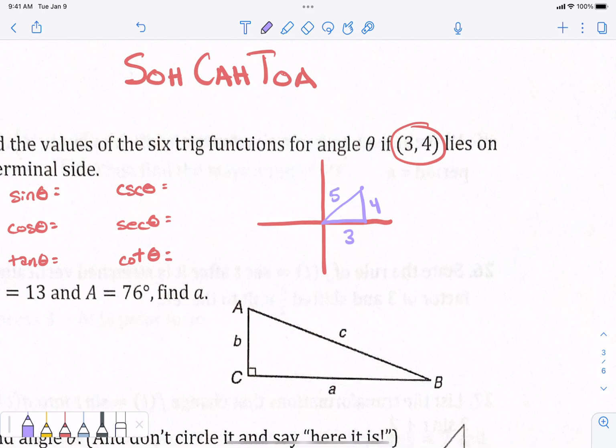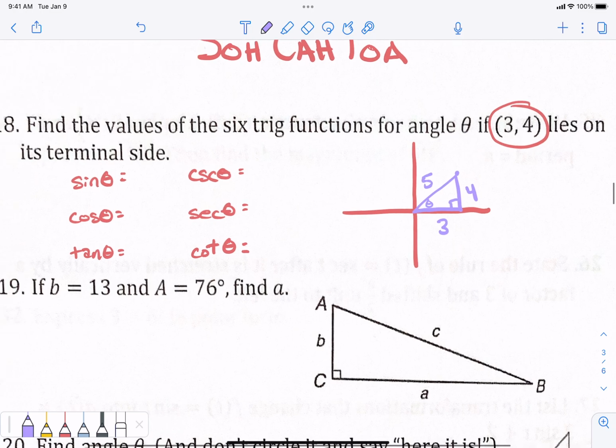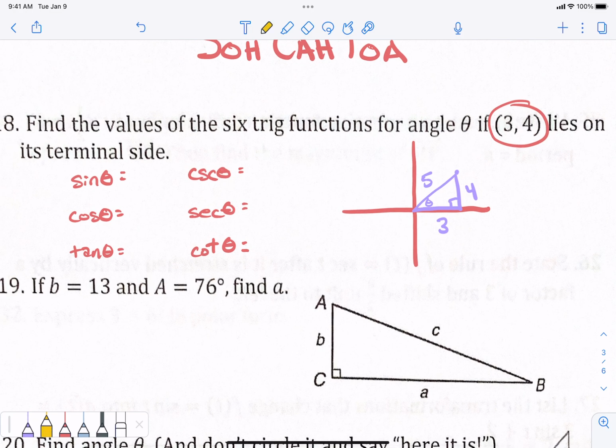It may not come out nicely, and if it doesn't, leave it as the square root of whatever. So if it's the square root of 27, leave it as the square root of 27. Okay. All right. So this is my triangle. Theta lives right here in the middle. If we want to label theta, which side is the opposite side? 4. Hypotenuse is 5. Adjacent is 3.